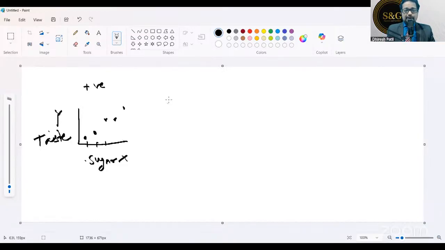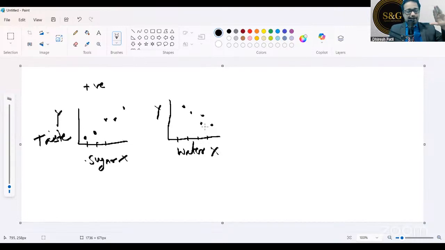Okay, let me give you another example of water. Let's say water is my X and taste is my Y. What will happen if I keep on adding an excessive amount of water? So if I keep on adding more and more water, the taste of the tea will get diluted, right? And this kind of a pattern might emerge. It is called a negative correlation.